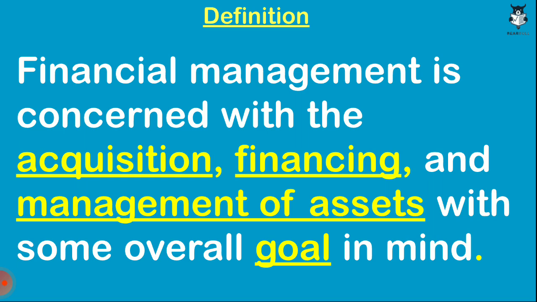Okay, so these are essentially the key decisions that come under the ambit of financial management, and these decisions are taken by financial management. These are the three financial management decisions: acquisition decisions, financing decisions, and management of the assets decisions, with the overall goal that the wealth of the current shareholders is maximized.